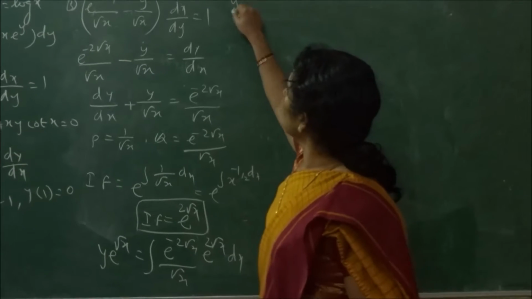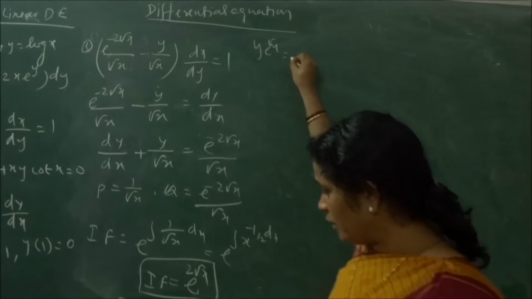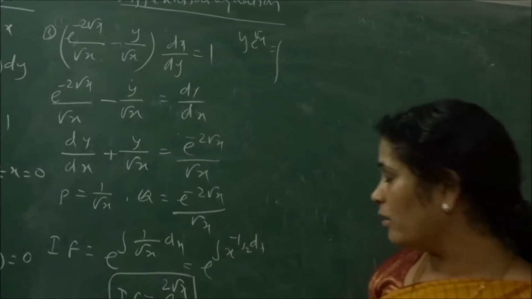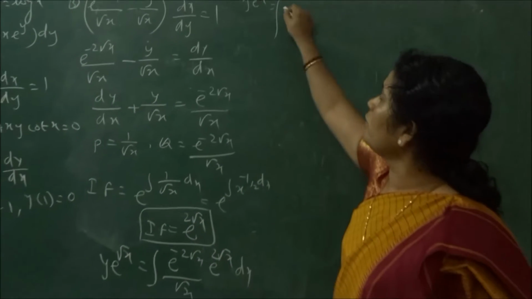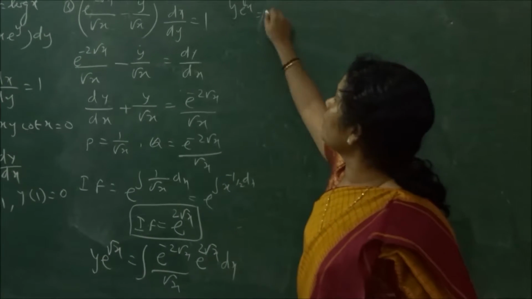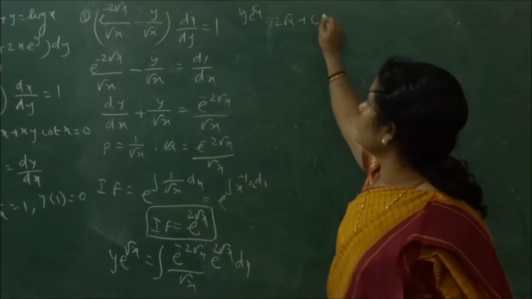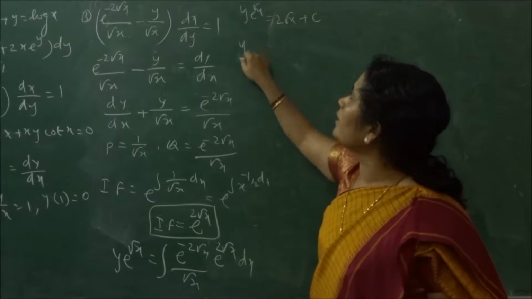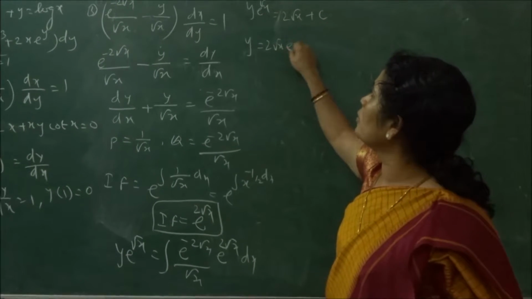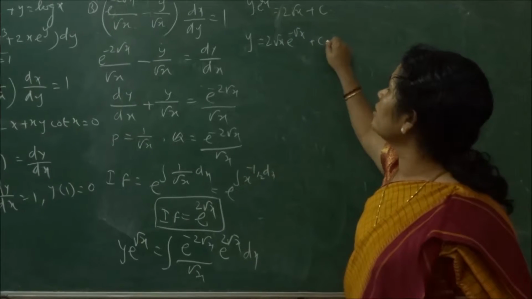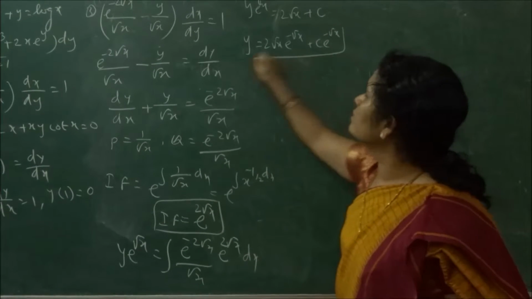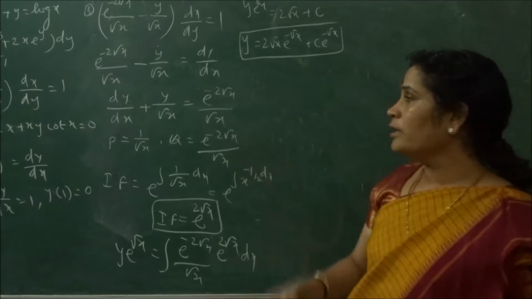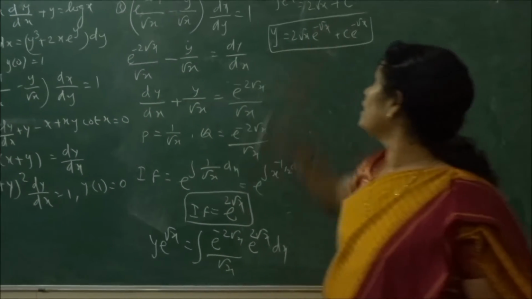Now see, y into e power root x is equal to, it will be cancelled, 1 by root x, 1 by root x. Just now you have seen, the final answer is 2 root x plus c. If you want to divide by this, you can divide it, that's up to your choice: e power minus root x plus c into e power minus root x. This is your final answer. If they have given any initial value, substitute the value of c here.